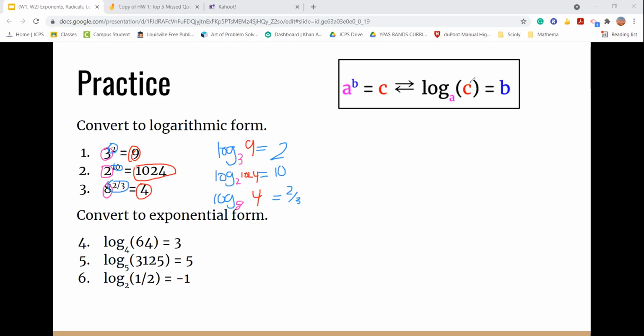So for 4 through 6, we're converting it into exponential form. For number 4, it would be asking 4 raised to the what power equals 64. And since we know that the value of the logarithm is 3, that means 4 raised to the 3rd power equals 64.